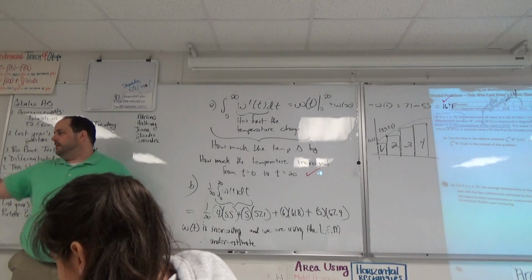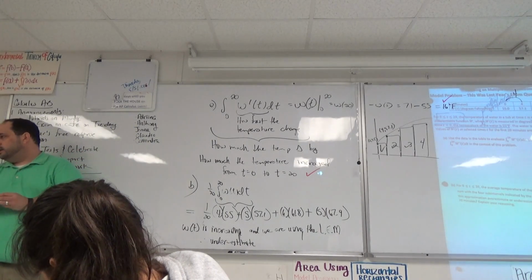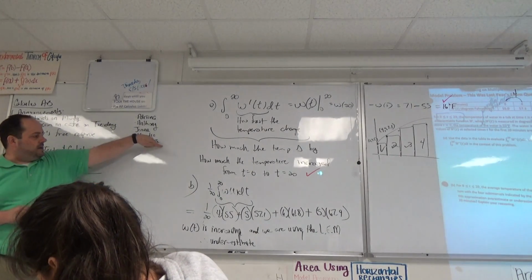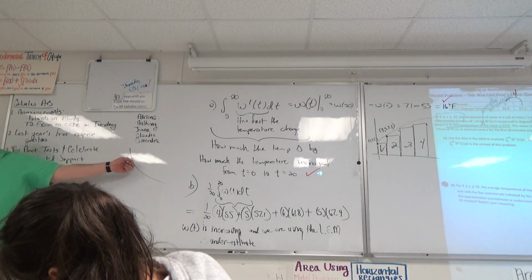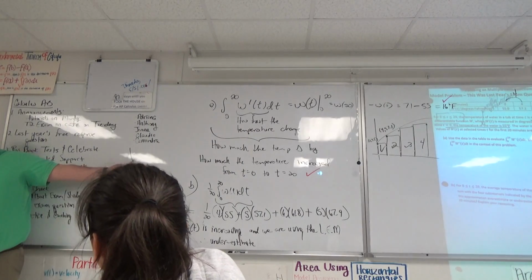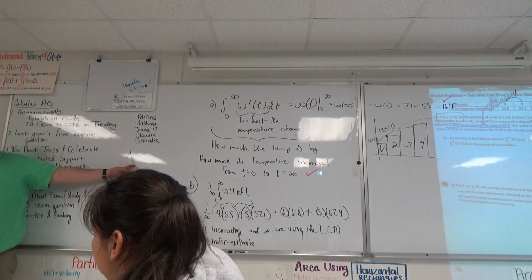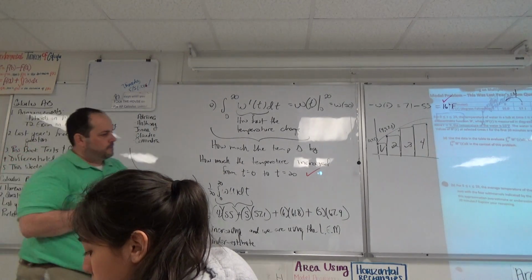underestimate. If the function had been decreasing, then it would be the opposite. Maybe you need to do a quick little sketch in your head and you're like, oh, there it is. Left endpoint method is now an overestimate. Everybody okay? 2 minutes, part C.